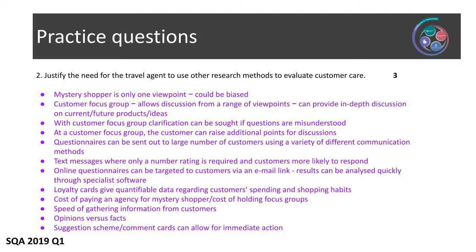But try not to focus too much on the negativities of the mystery shopper. This is focusing on other research methods. So what other research methods can they use? Justify why they'd be using those other research methods to get the marks that are available.